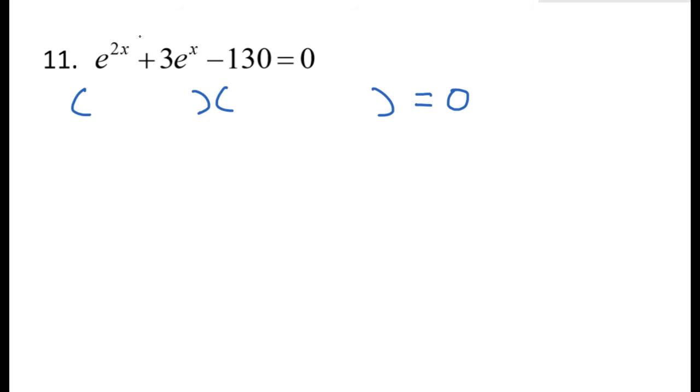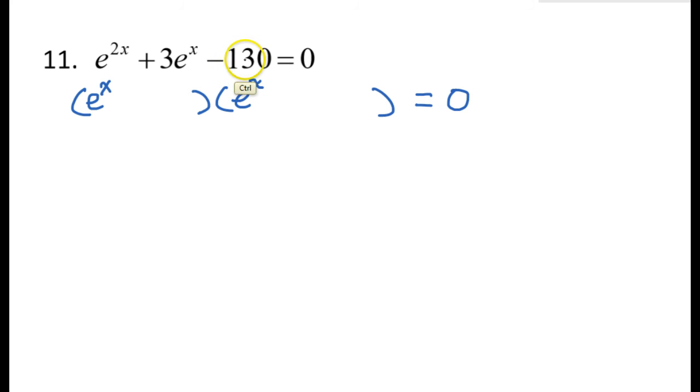e to the 2x power. Any guesses how I might break that down in the two different parentheses? e to the x and e to the x. All right, e to the x times e to the x would be e to the 2x, so you can split it down that way.